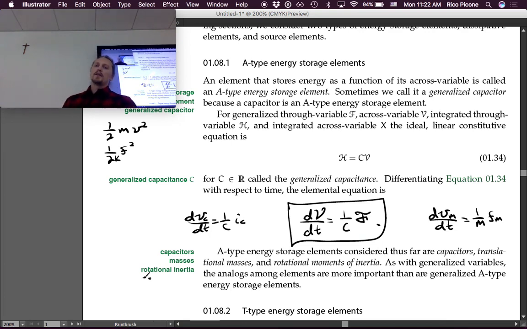A-type energy storage elements considered thus far, capacitors, masses, and moments of inertia. As with generalized variables, the analogs among elements are more important than our generalized A-type energy storage elements. So this concept of like a generalized A-type energy storage element isn't so important as recognizing that there are these analogs, right? That a mass is like a capacitor, or that a moment of inertia is like a capacitor.